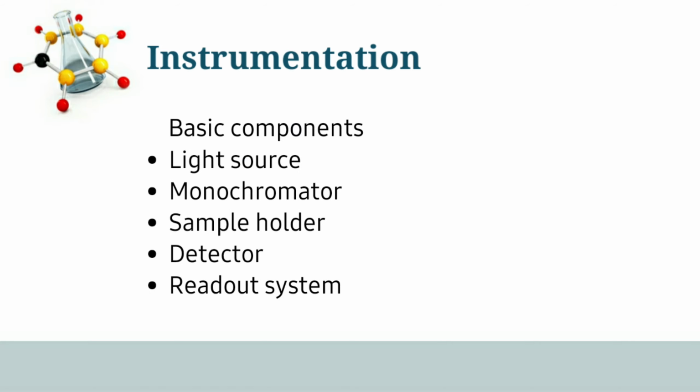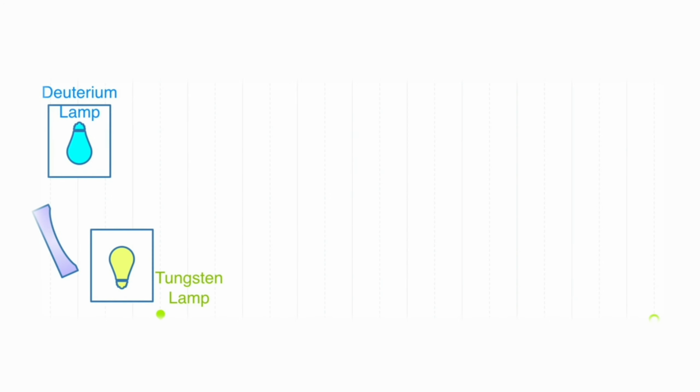Instrumentation. The basic components of UV visible spectrophotometer include light source, monochromator, sample holder, detector and the readout system. All these components will be discussed in detail while going through the working of the instrument. Now we are going to discuss the working of the instrument in detail.